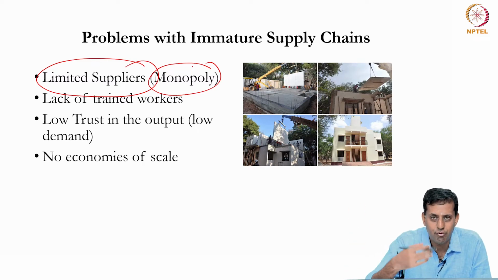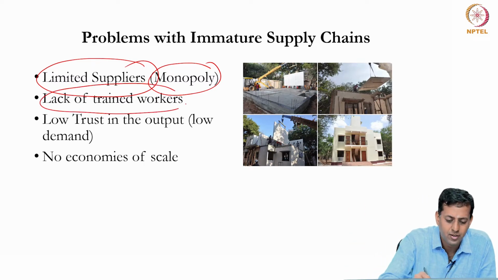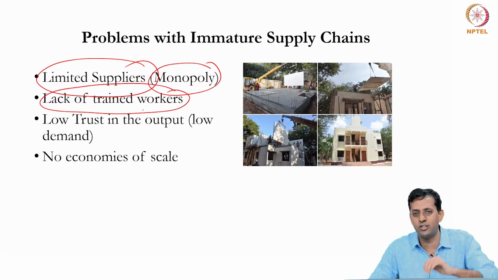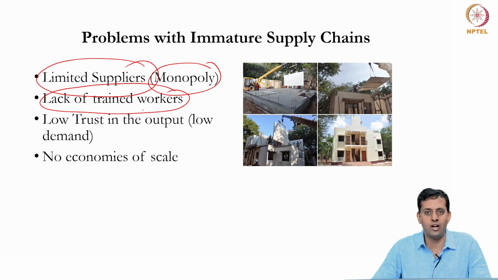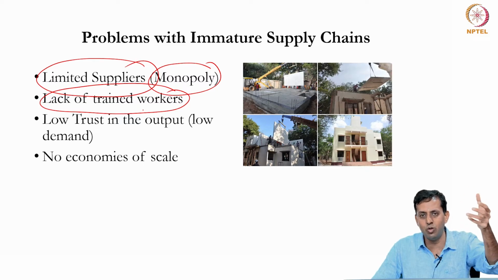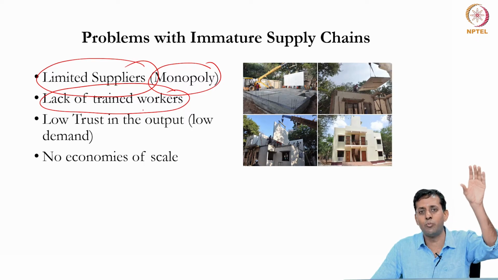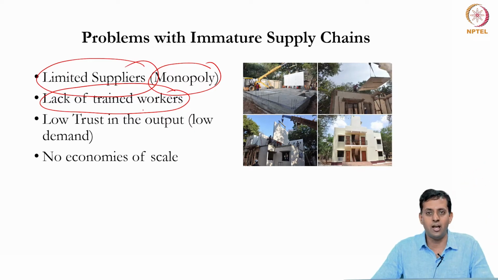You also need, for many of these, trained manpower. In this case, you need people who understand this technology to be able to erect it on site. A general mason or a general laborer who's used to pouring concrete would not necessarily be able to do this. Similarly, in a C&D waste recycling facility, you need some specialized labor. In immature supply chains, that labor is not available, or is available in small numbers and therefore charges much higher rates.